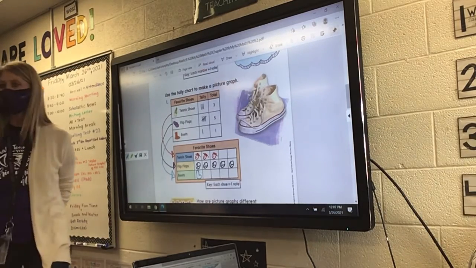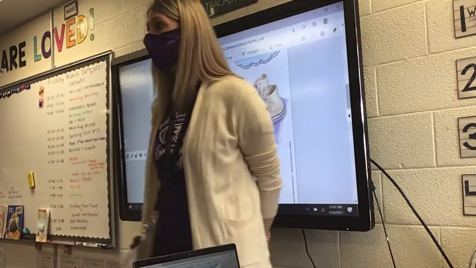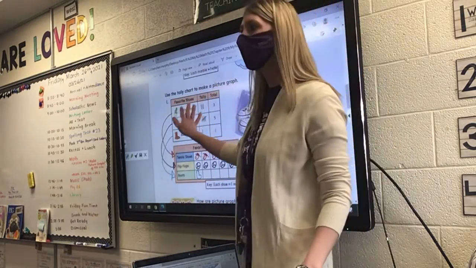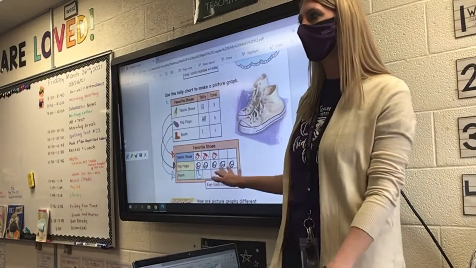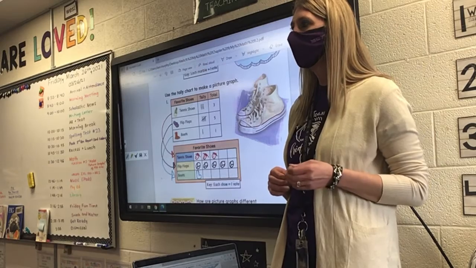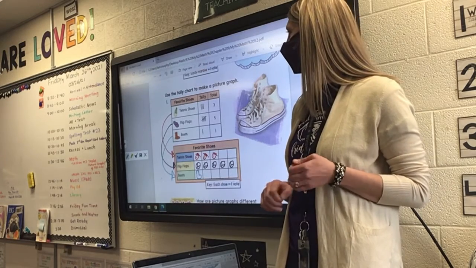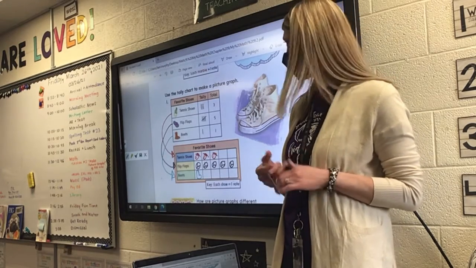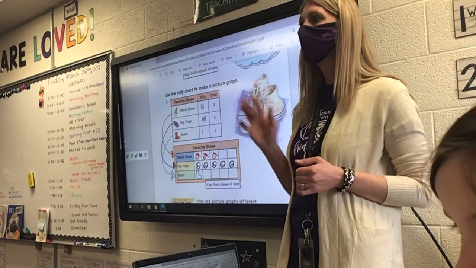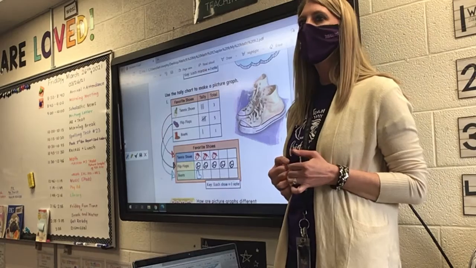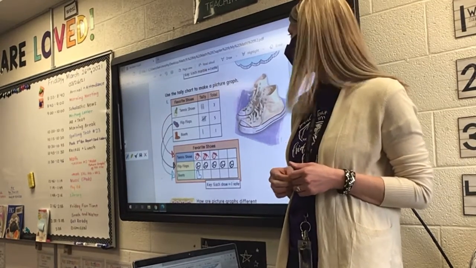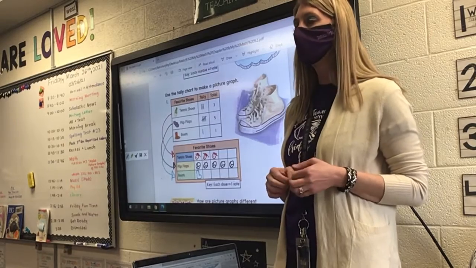Okay, now don't flip it yet. Mrs. Murphy's going to ask some questions because most of the time, you have to look at your data and your charts and your graphs to answer the questions. So looking at our graph and our data, Lily, which shoe has the most? Good job. And how many does flip flops have? 5. Good. And Kinsley, which one has the least? Boots. And how much does boots have? 1.